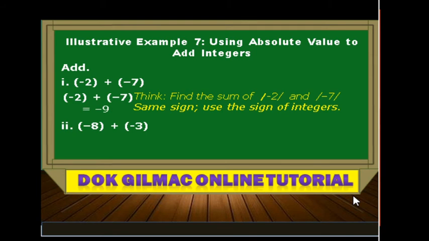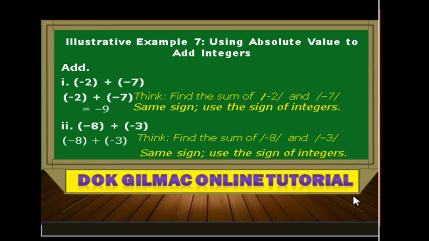Then we have negative 8 plus negative 3. Again, think of the sum of the absolute value of negative 8 and the absolute value of negative 3. So we have 8 plus 3 is 11. Okay, same sign, use the same sign of the integers. So we have negative 11.